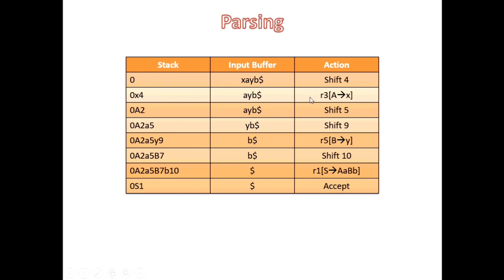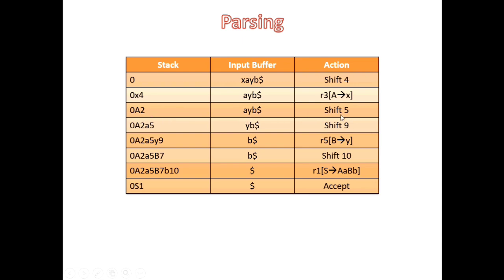Now on 4, left side you have 4, right side you have A. 4 comma A in the table will be resulting in R3. R3 is production number 3, A tends to X. If it is a reduce operation, see how many elements are there in the right side of the production. In the right side of the production you have only one element. That means pop 2 elements from the stack. So 2 elements in the stack means 4 and X. This will go off and push the leftmost element of the production. Leftmost element of the production is A, that has been pushed, so it will become 0A. When you look at 0 and A, the table will result in 2. So 0, A, 2.